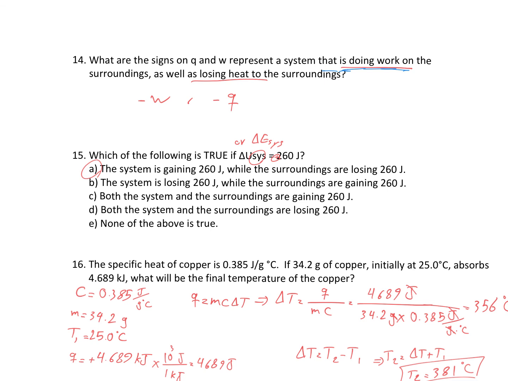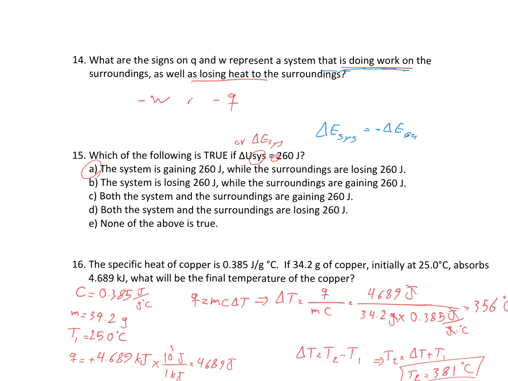So you know that's the conservation of energy, right? Energy is neither destroyed nor created. It's just transforming from one type to another, or going from one place to another. So whatever energy the system is losing or gaining, the surrounding is gaining or losing. They're equal amounts with different signs.